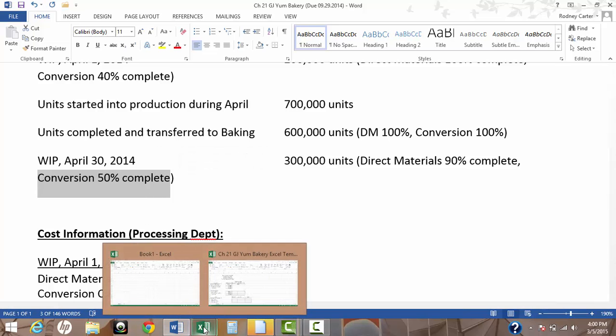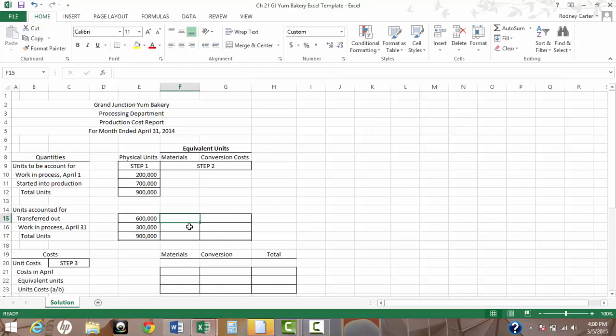pertaining to conversion. So what I'm going to do is create equivalent units. For the ones that were completed and transferred out, they are 100% complete. Why? Because they were transferred out of the department. Same goes for conversion costs for these transferred out units. I'm going to say 600,000 times 100%, and I have 600,000.